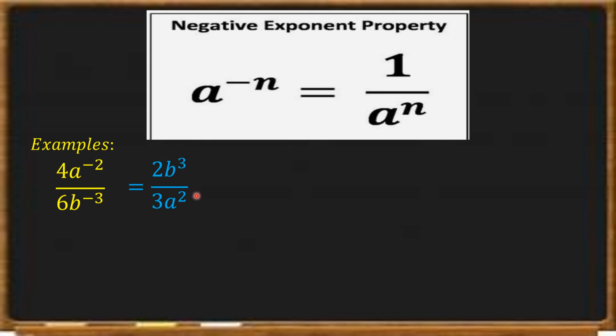Pwede pa bang i-lowest term? Hindi na, kasi magkaiba naman ang base ng 3 tsaka ng 2. Ang base ng 3 ay letter B, ang base ng 2 ay letter A. So magkaiba sila ng bases, hindi mo pwedeng i-subtract using the quotient rule. So ito na po yung final answer.